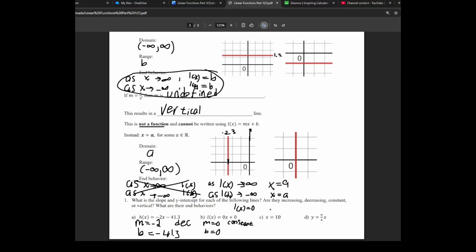x equals 10, this will be a vertical line. m is undefined. b, well, this is a vertical line and it's not on the y-axis. There is no y-intercept. All right, does not exist. We'll abbreviate, does not exist. It's not real. Lastly, we have a crazy looking function over here. And again, your end behavior will be this right here. All right, this will be a vertical line.